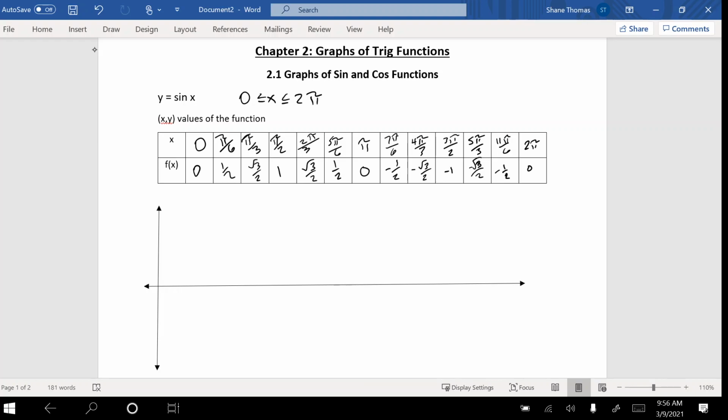Now we're going to expand beyond. Looks like waves. Okay, it's going to look like waves. When we go around the circle, now we just take it and stretch it out. Okay. So let's go ahead and graph this.